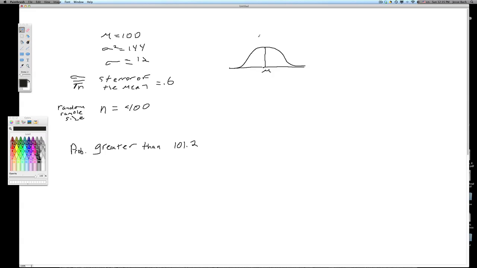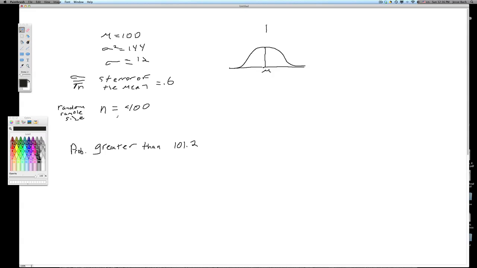We're still working a little bit on the probabilities right here. So let's say that you've got a normal curve. Remember, area of the normal curve equals 1. And you have a list of scores. My mean is 100, variance is 144, standard deviation is 12.